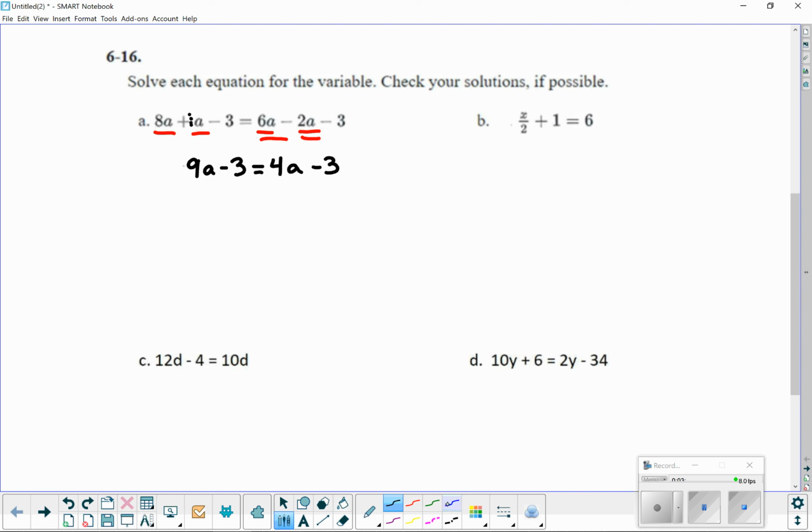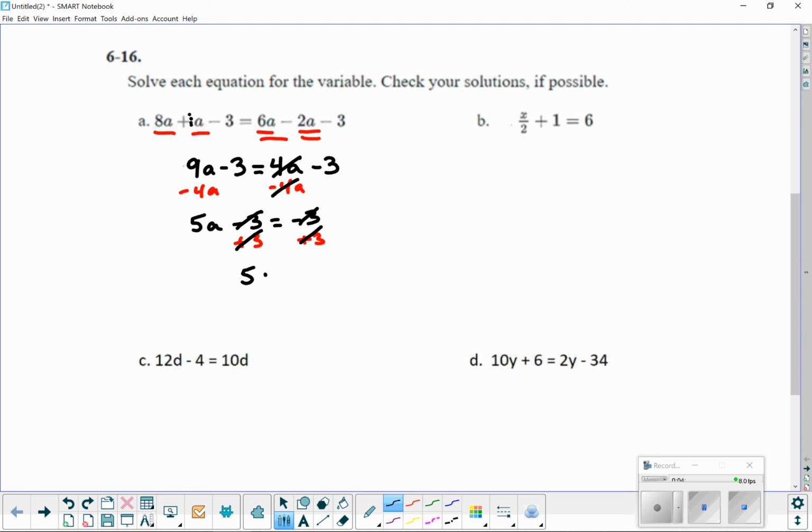And you can work it any way you want. I usually solve for the variable first, so I'm going to subtract 4a because I want them to go together. By doing that, I will have 5a minus 3 equals negative 3. Then I'm going to try to get rid of my numbers. So I'm going to add 3, which will give me, this will cancel, but unfortunately, or maybe fortunately, this cancels also, which means there's nothing left.